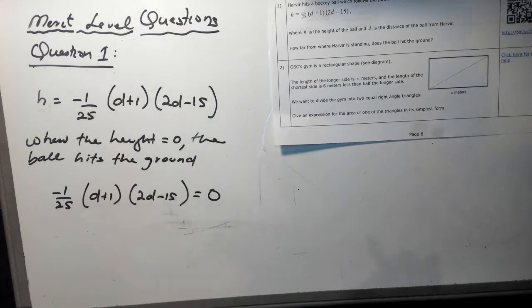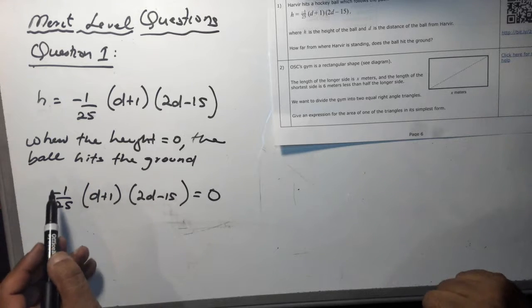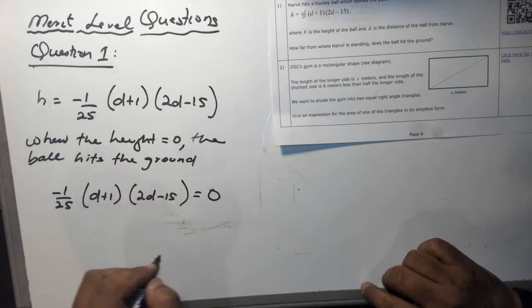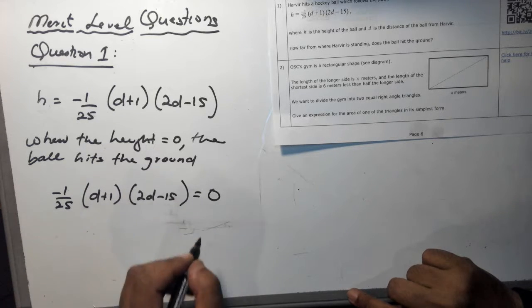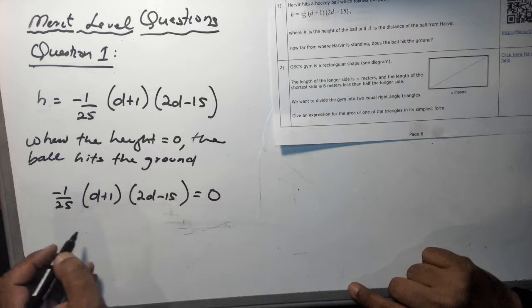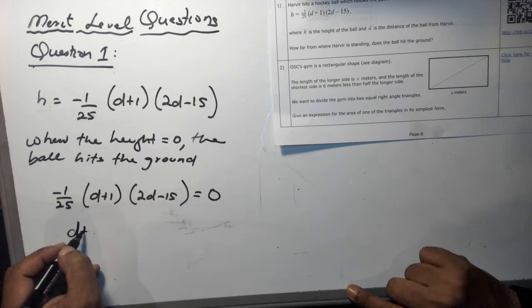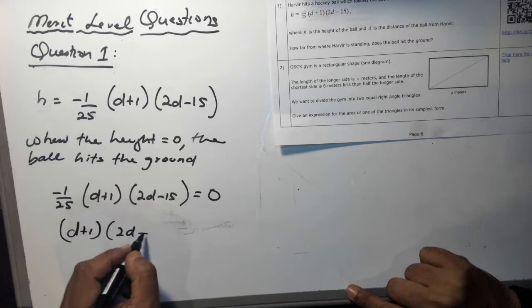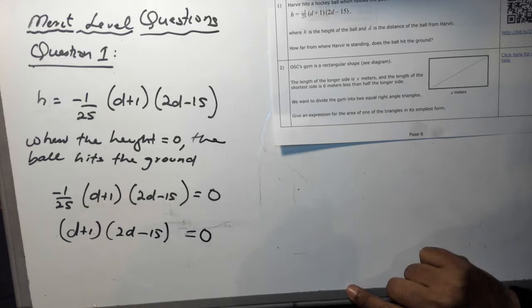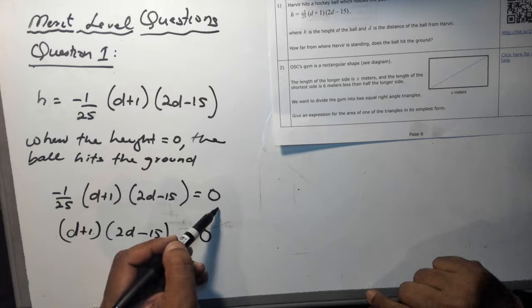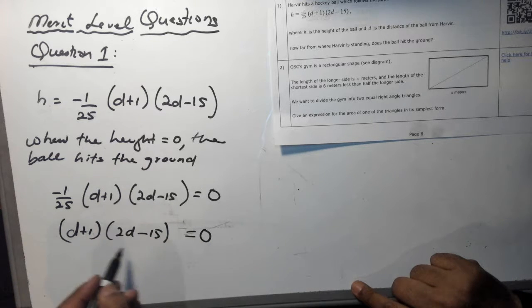So I have a quadratic in factorized form, and I need to solve it for d. But then -1/25 is the issue over here, so I need to divide both sides by -1/25. When I do that, I end up with (d + 1)(2d - 15) = 0. Remember, 0 divided by -1/25 is going to be 0. So I'm left with that equation.